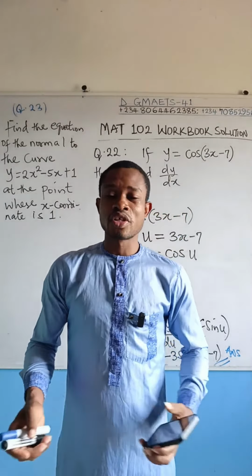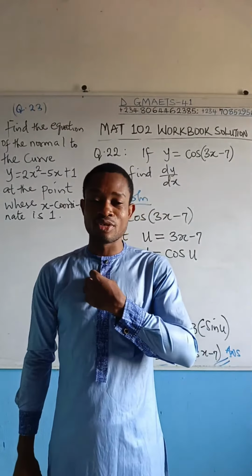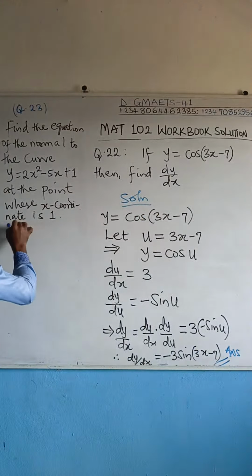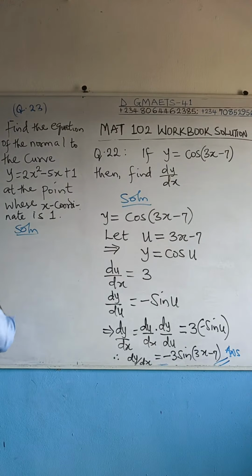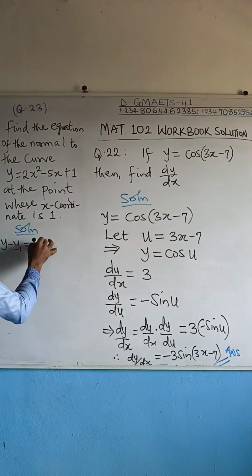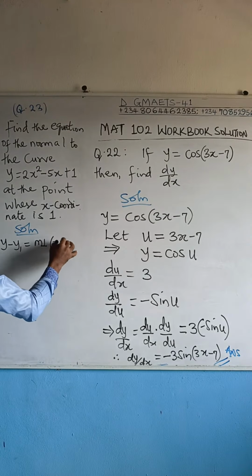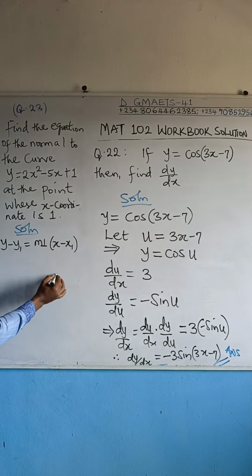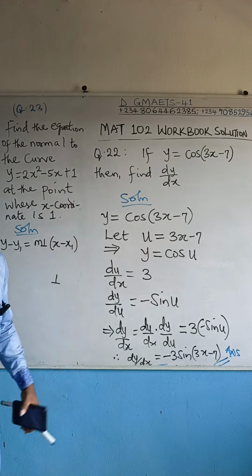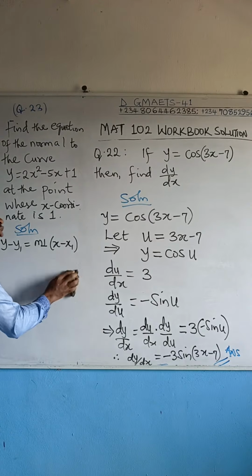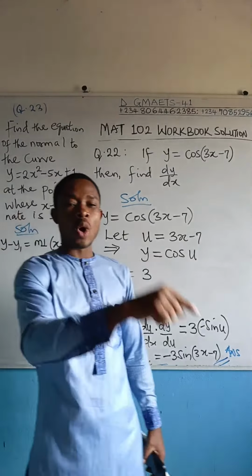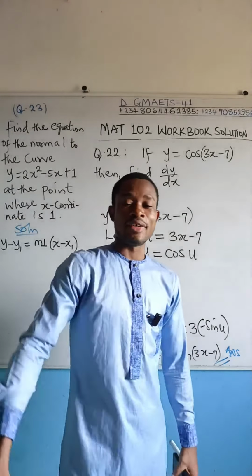How do you get the equation of the normal? It's a simple thing to do. The equation of the normal is given as y minus y1 equal to, let's say, m perpendicular times x minus x1. Now I'm using m perpendicular, this symbol here, to represent perpendicular. Some people can use m2, and then m1 is the slope of the straight line, okay?